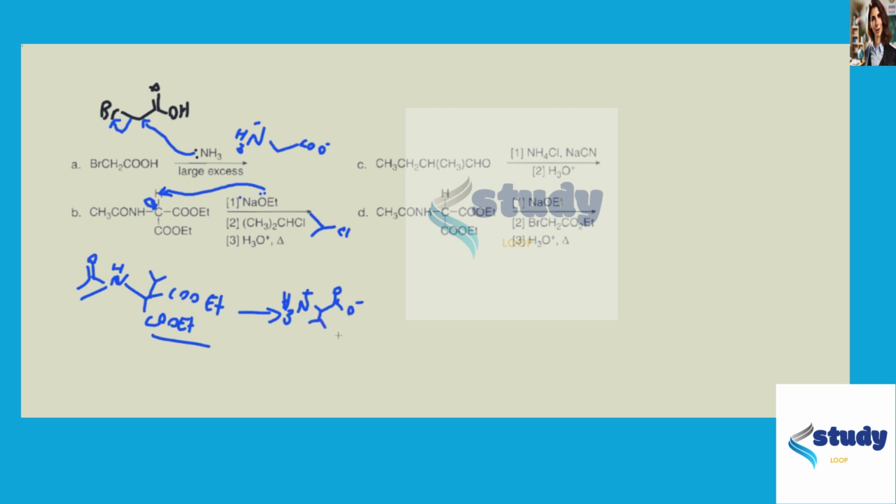being valine. In C, what we have is an aldehyde that we are now going to make an imine from, and then we're going to add a cyano group, after which we're going to have acid hydrolysis.